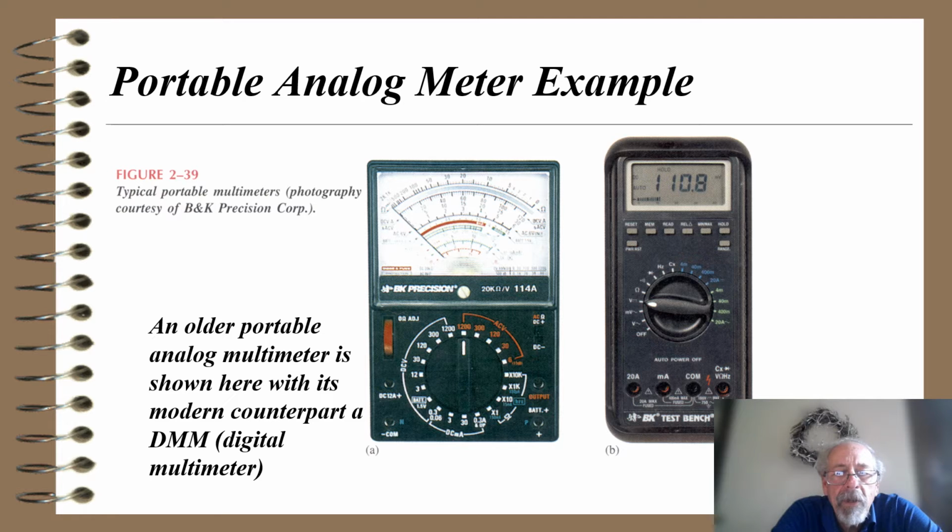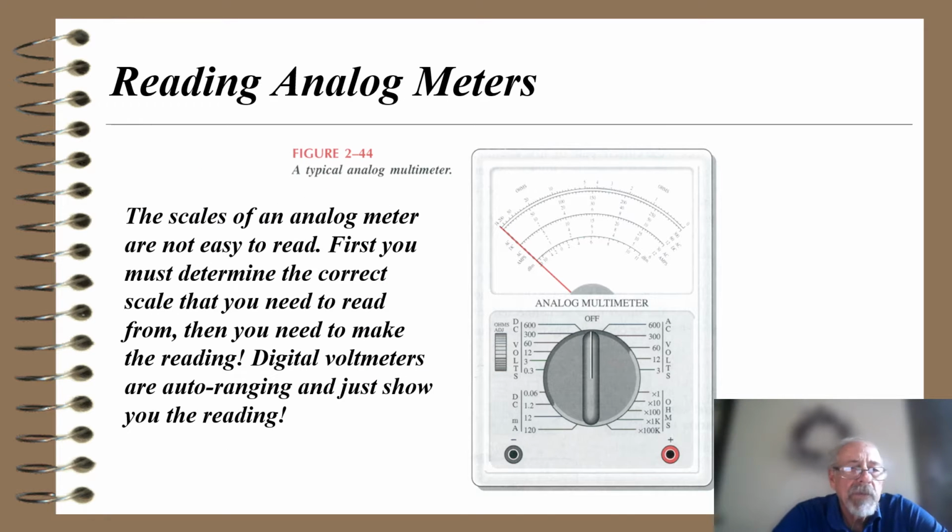So here's a couple of portable analog meters, well, just one. The older portable analog multimeter, the green one, the B&K Precision, is shown here with its modern counterpart, a DMM, we call them digital multimeter. And that's the one on the right-hand side. It's also a B&K type of meter. And you see a digital display as opposed to the numerous scales on the one on the left. Not easy to read.